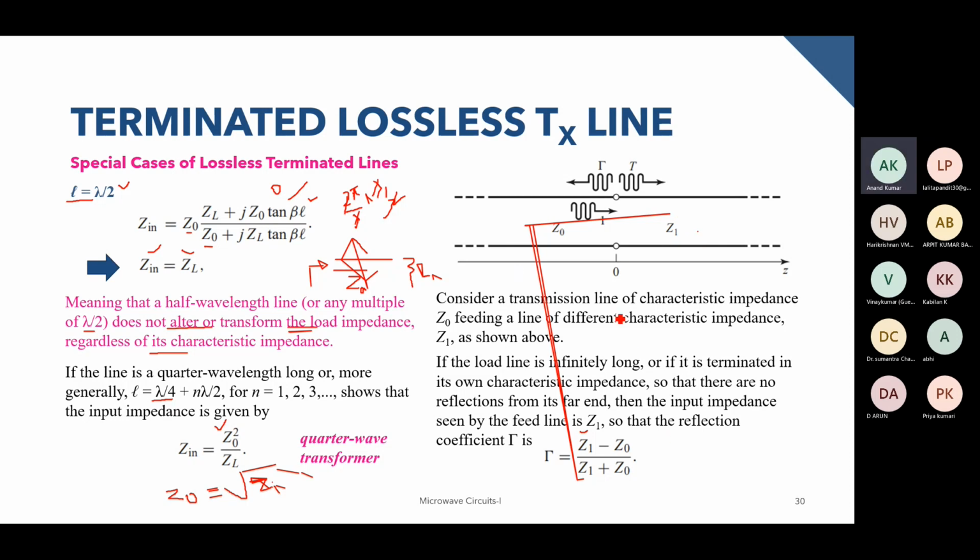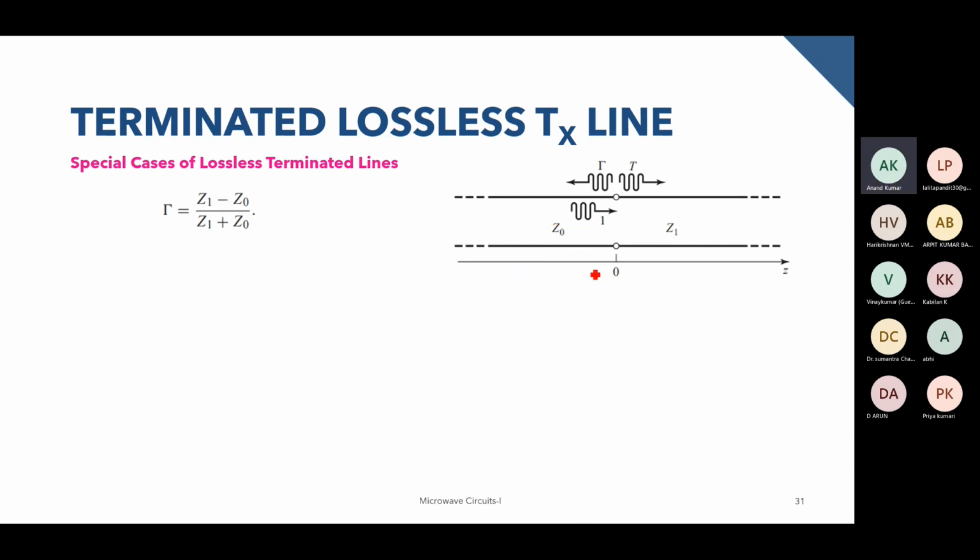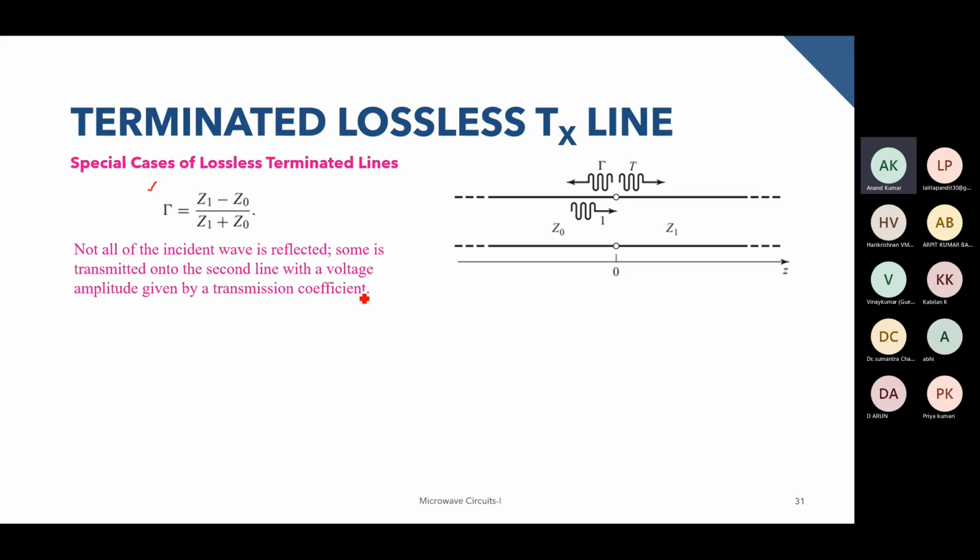Yeah, sorry about this scribbling. But yeah, you get the idea. So we have found the expression for the reflection coefficient if a transmission line is terminated in another transmission line, and since not all of the wave is reflected, some of it will be transmitted. So we need to find the transmission coefficient.